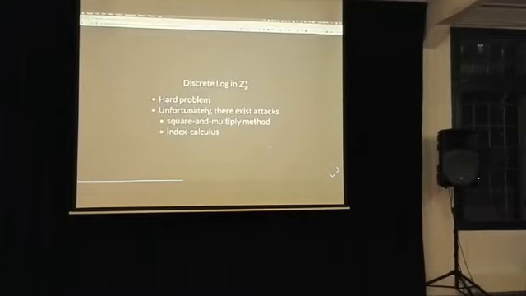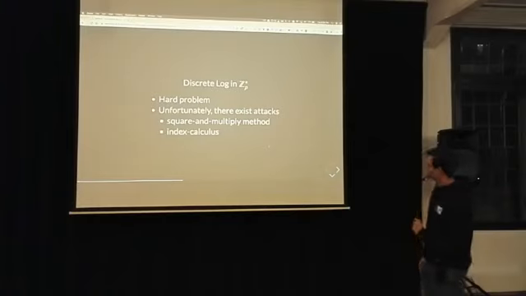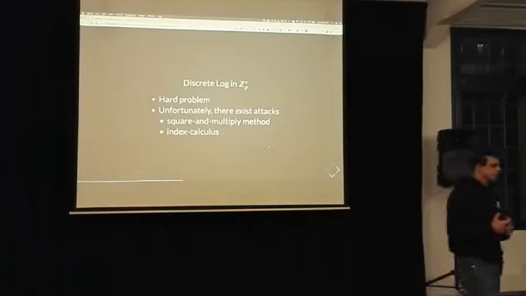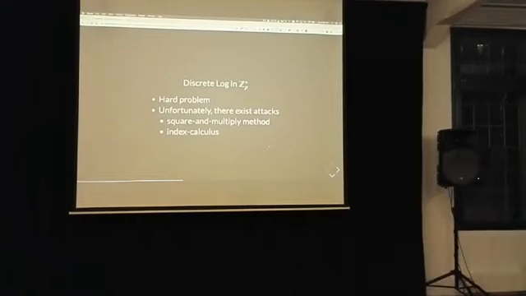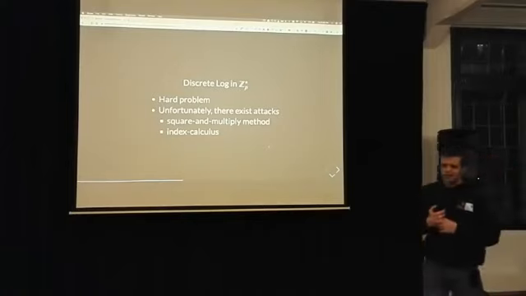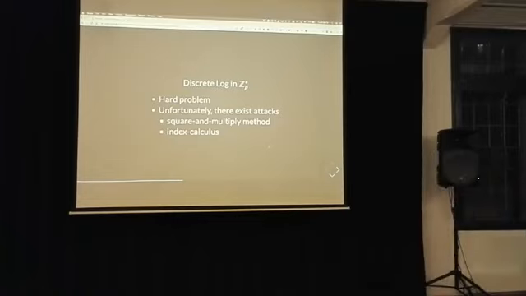Cool. So to summarize, the discrete log problem in Z_p star, the multiplicative group, is a hard problem. But unfortunately, there do exist attacks. Unfortunately, I don't have the time to discuss them, but you can look them up by the names square-multiply method, which is very simple, and index calculus, which is very, very cool.